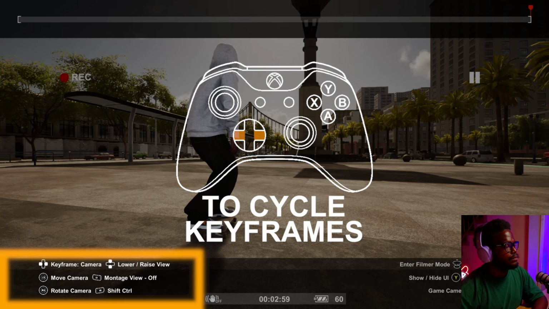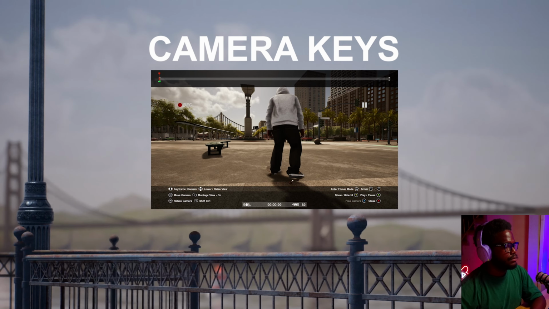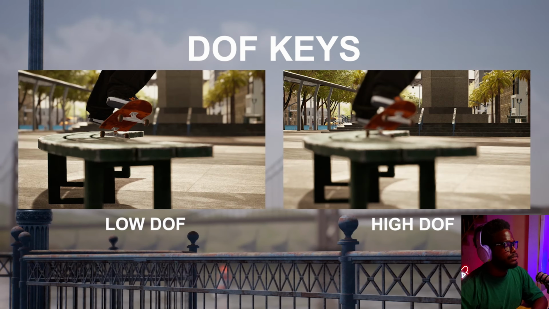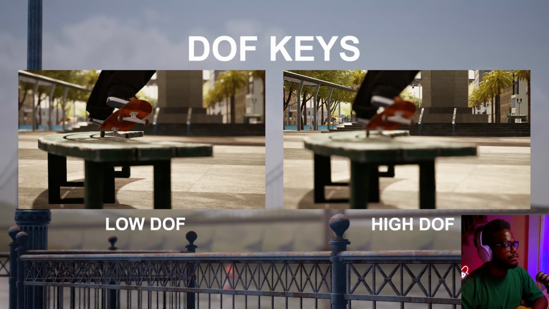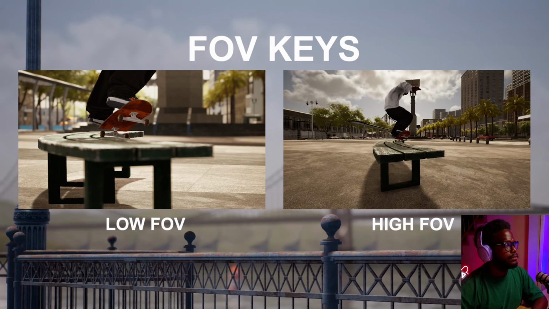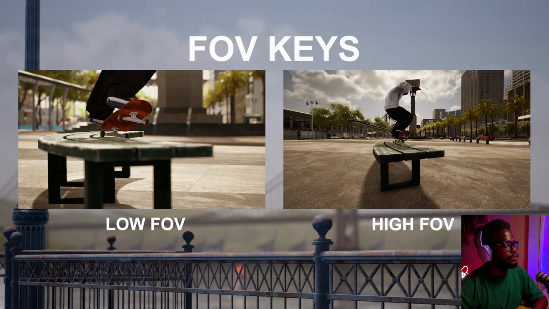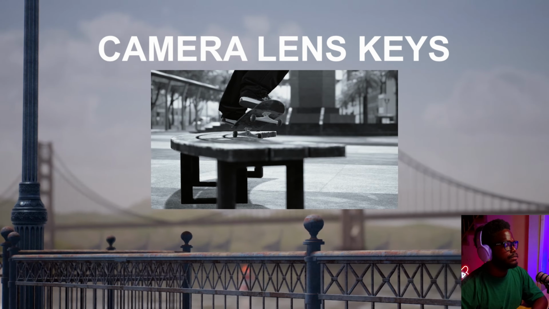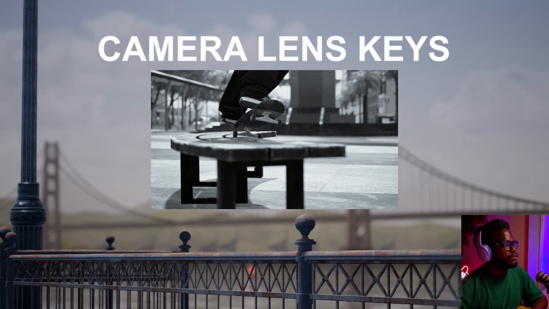To choose one of the keyframe types, press left or right on the D-pad. Camera keys will let you place your camera's position. Depth of field keys will let you adjust your focus. The field of view keys can change your field of view. Camera lens keys allow you to add or adjust a camera filter over your footage.